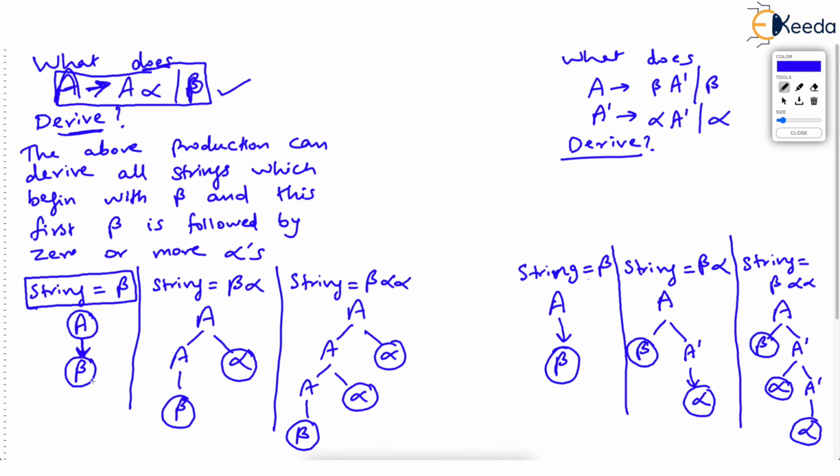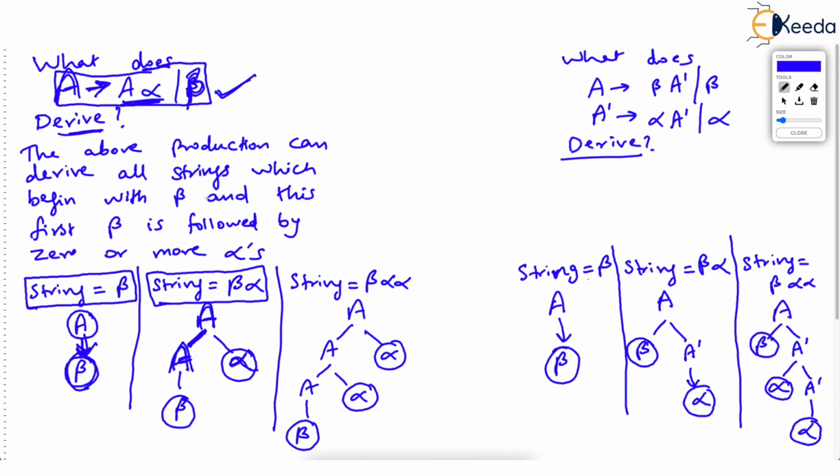So what's the string you have derived? You have derived beta from the start symbol. Okay, can you derive string beta alpha from this grammar? Just see, A is the start symbol. What can A give us? A can give us A alpha. Okay, but what can this A again give us? A can give us A alpha or beta.